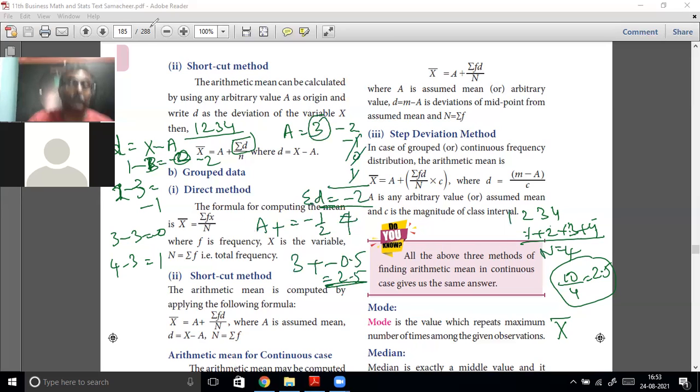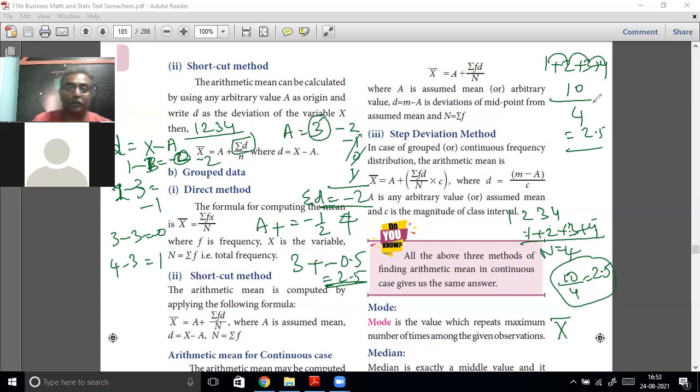What is the long cut method, uncle? Long cut method is the regular method. You just calculate 1 plus 2 plus 3 plus 4. That is 3, 6, 10 by 4, which is equal to 2.5. Now, long cut method and shortcut method.